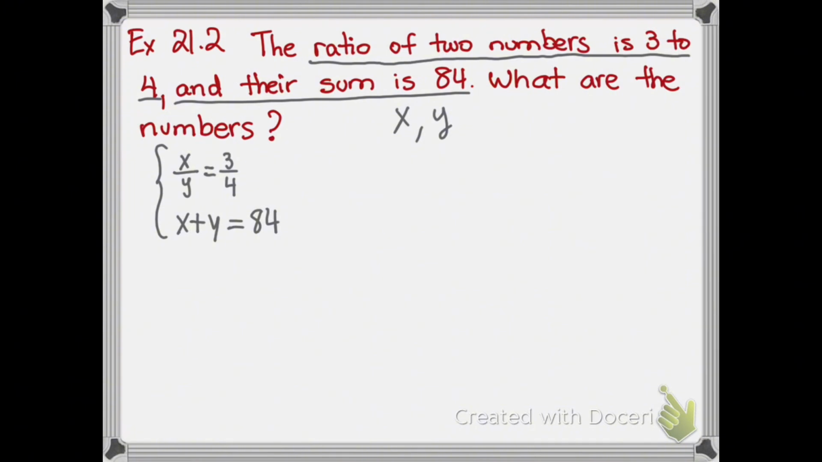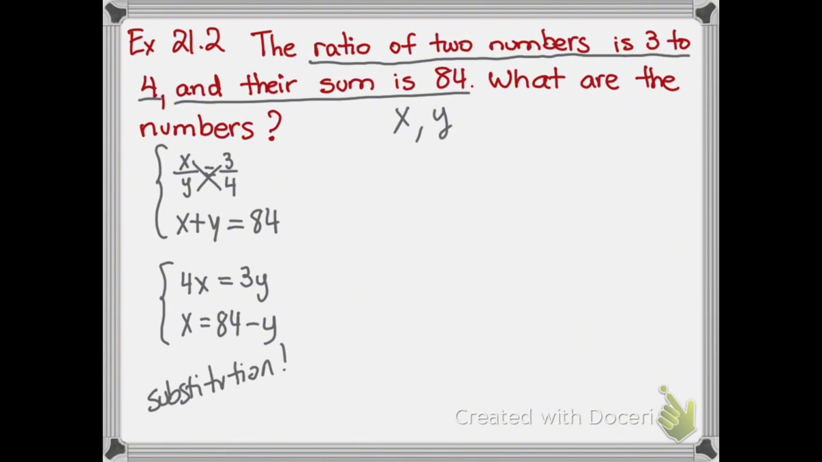To simplify this, the first thing we're going to do is cross multiply to have that in an easier way. So 4x equals 3y. Now on the bottom, we can pass the y to subtract so that we have x in terms of y. And now we can do substitution. So remember, what we're going to do is change the x for 84 minus y. We change this x for this.